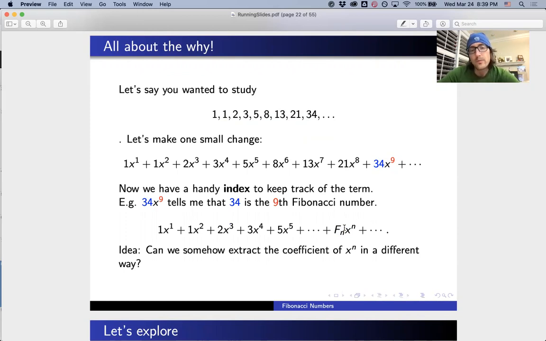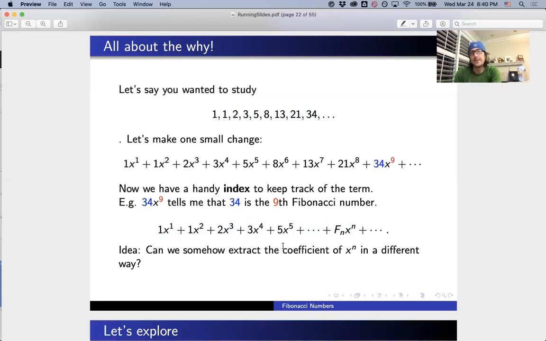For those of you who have taken Calc 2, this is what's called a power series. You've probably studied a lot about these, and things about convergence and maybe Taylor series. But for us, it's really just a list of numbers as coefficients.